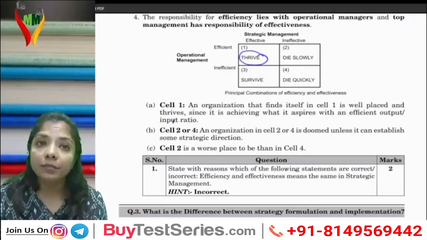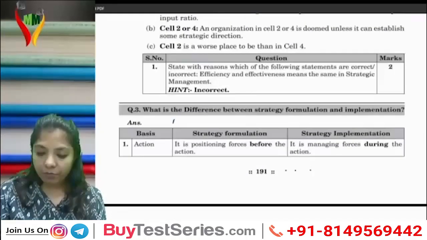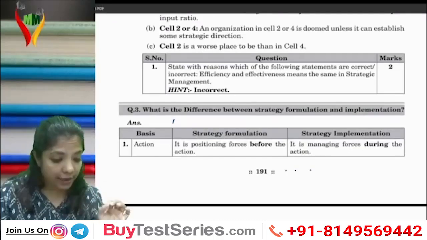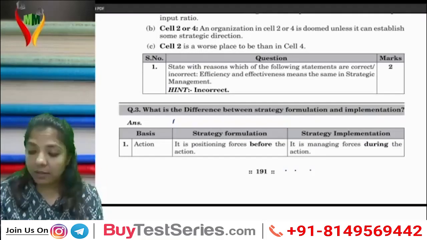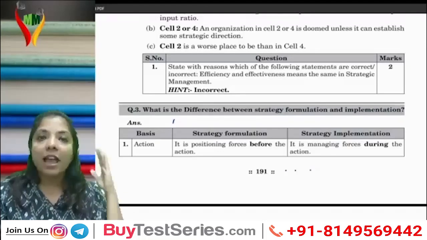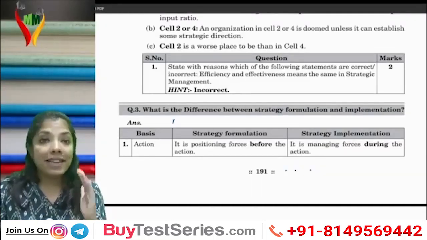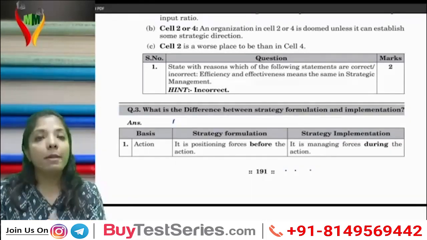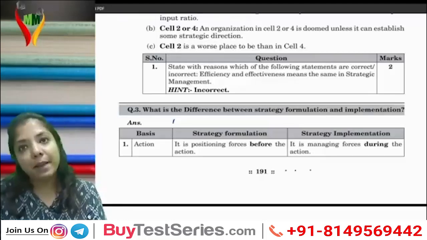Is question number 2 clear? Can I go ahead? Now see the question given below. Correct or incorrect: efficiency and effectiveness mean the same in strategic management. Incorrect. Efficiency means optimum utilization of resources. Effectiveness means getting desired results. Top level people are effective people, lower level people are efficient people, hence they do not have the same meaning in strategic management.